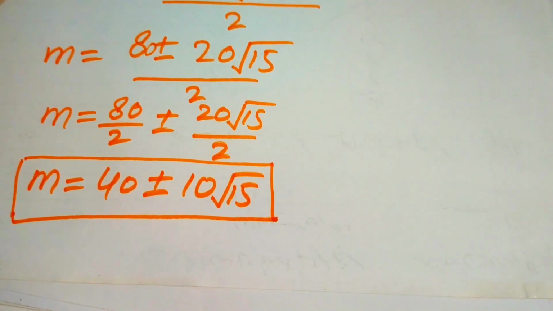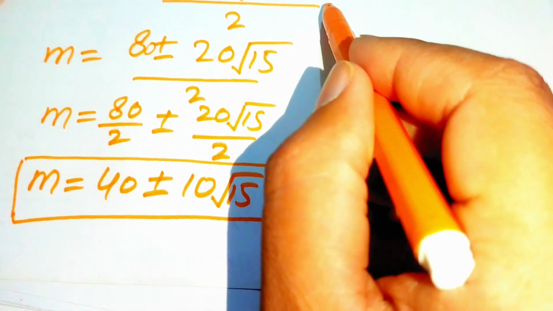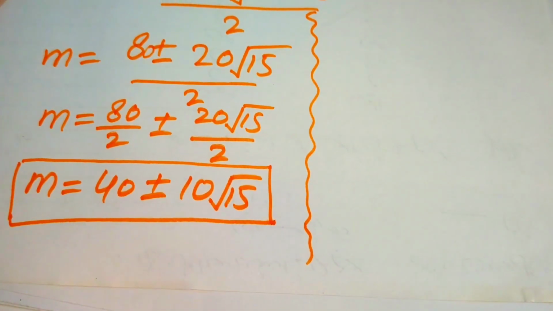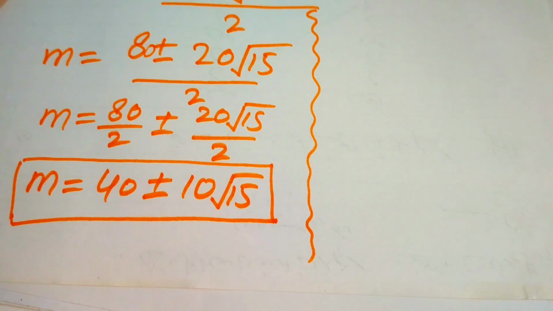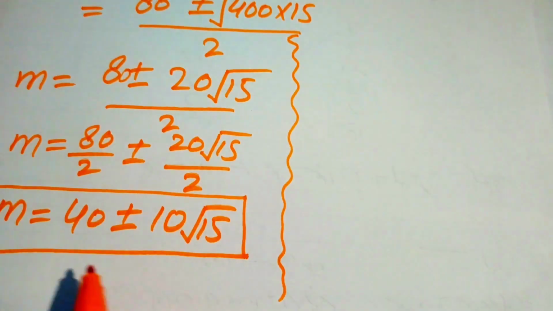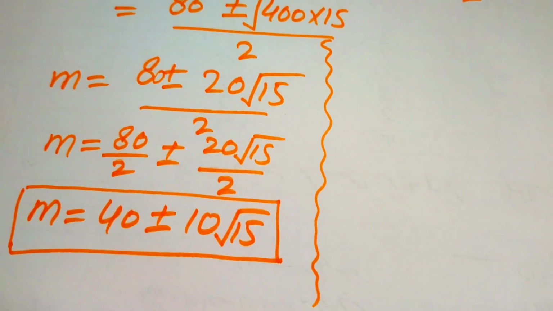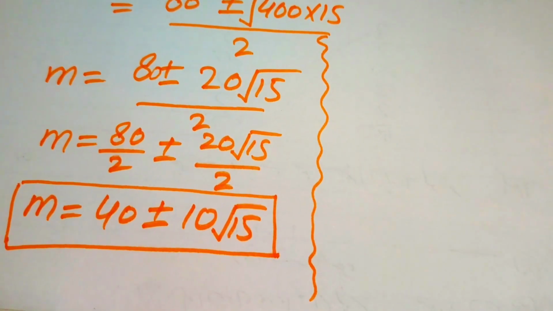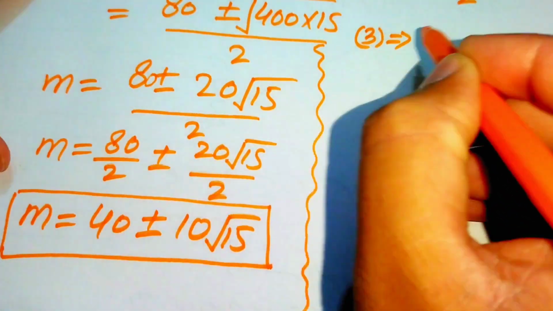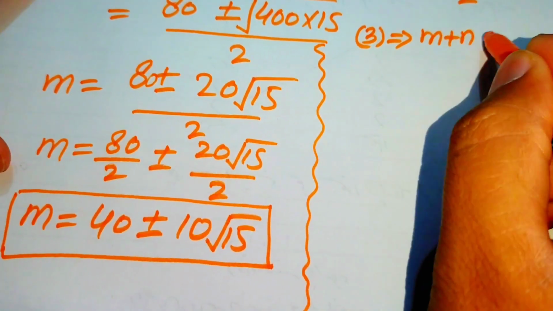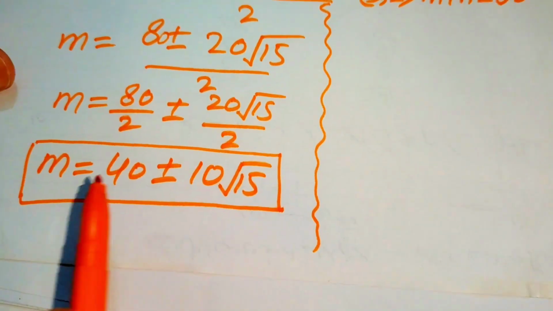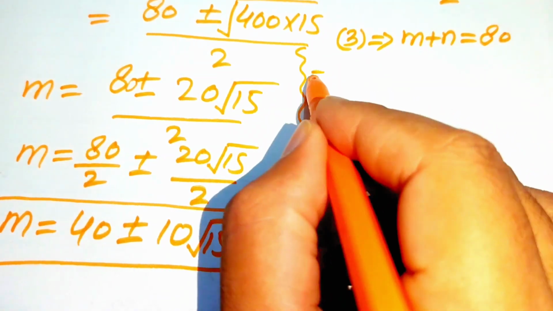And now similarly we find the values of n. So in order to find the value of n, here we need our equation number 2. So here we copy down our equation number 3. It implies that m plus n equals 80, and now we substitute this value of m here.